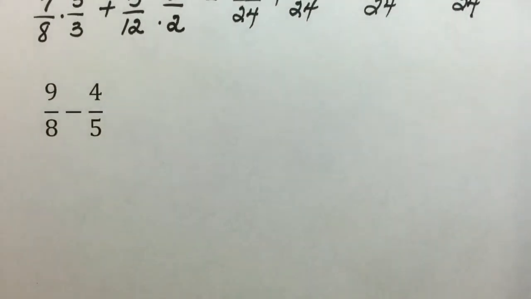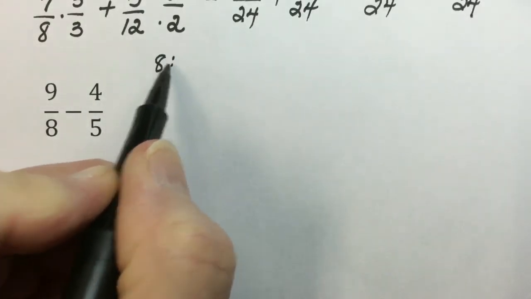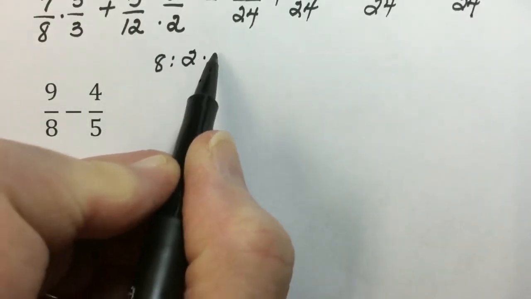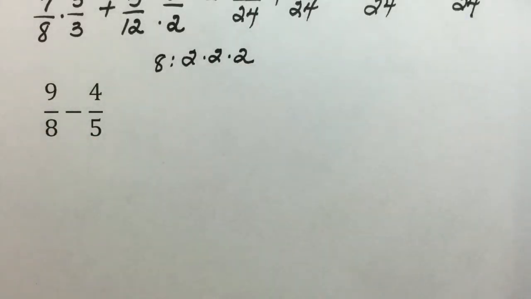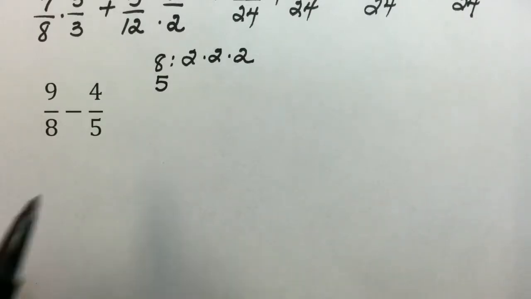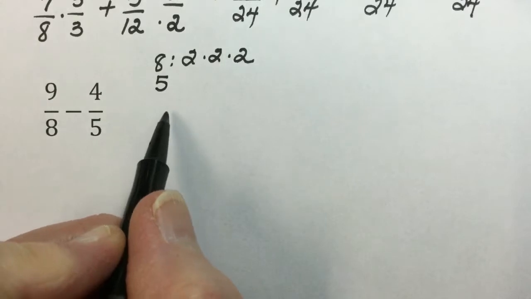Here's another example, and we'll follow the same procedure of finding a common denominator using prime factorizations. 8 breaks down into 2 times 4. 4 is 2 times 2, so there is our prime factorization for 8. 5 is a prime number.